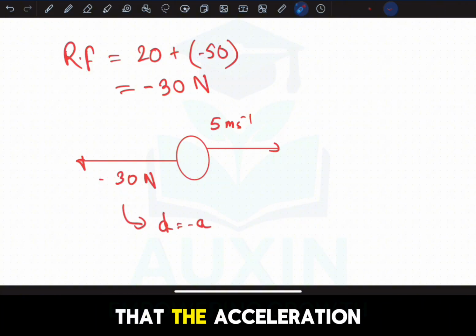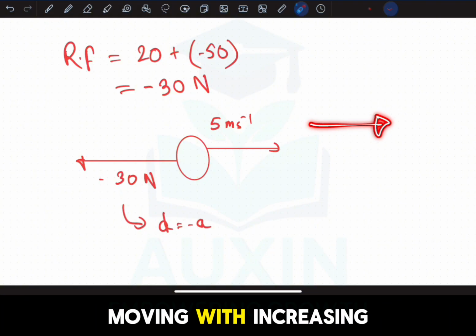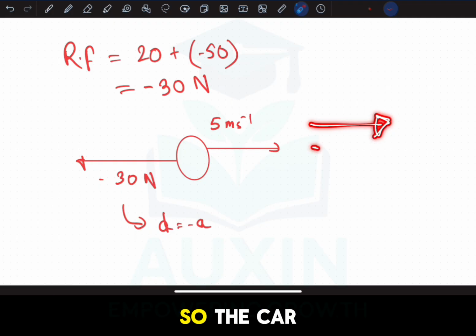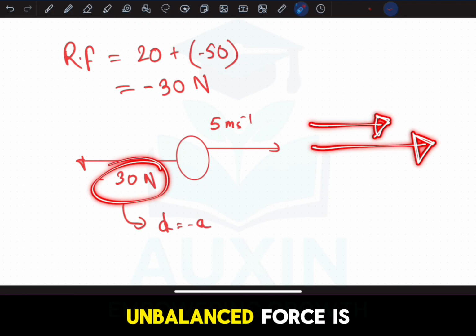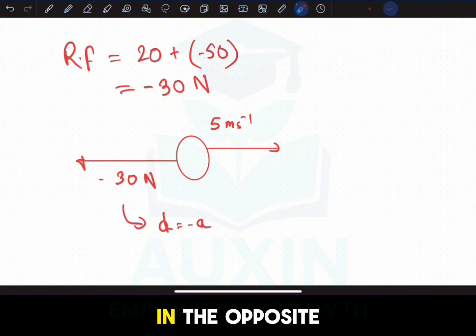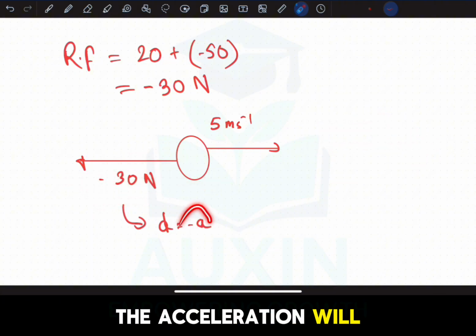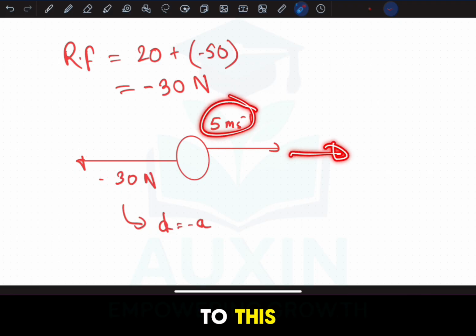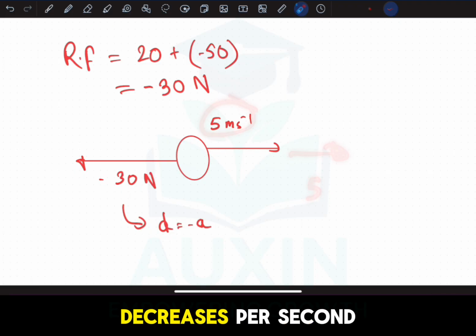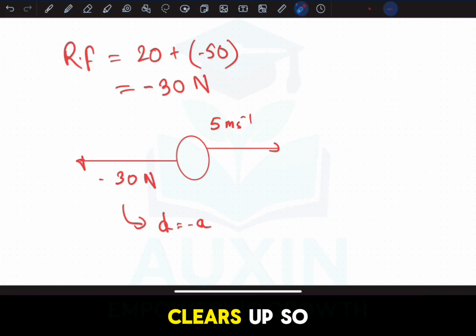So we knew that acceleration is when the car is moving with increasing velocity per second, right? So the car is moving with an unbalanced force. And as the unbalanced force is acting against the motion in the opposite direction, the acceleration will be negative and the car will eventually come to rest as the velocity decreases per second. I hope this clears it up.